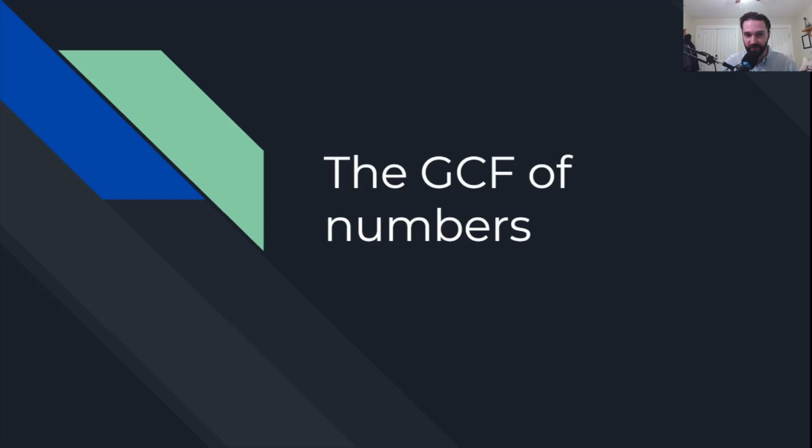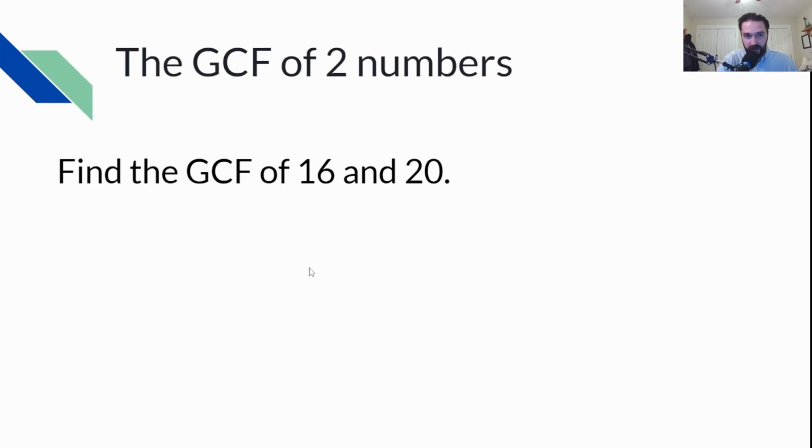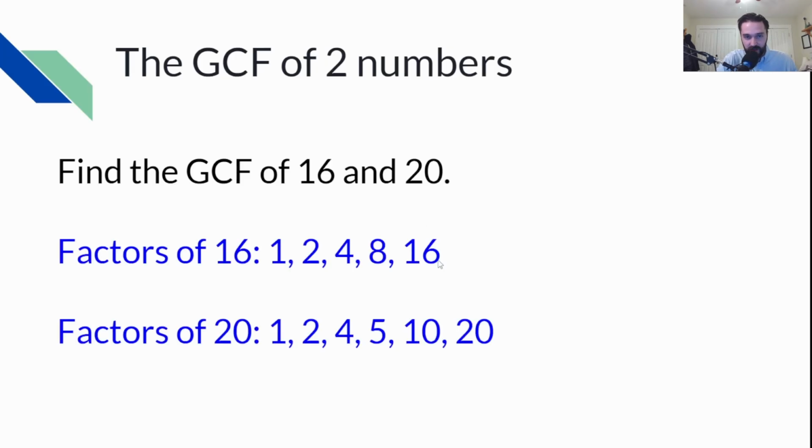Okay, here we go. Before we talk about the GCF of polynomial expressions, I want to start simply and just talk about numbers. The GCF of numbers. The greatest common factor of two numbers is the largest number that divides evenly into both numbers. That's how the GCF is defined. Let's look at a concrete example and find the GCF. Find the GCF of 16 and 20. To do this, we're going to make two lists of factors of 16 and factors of 20.